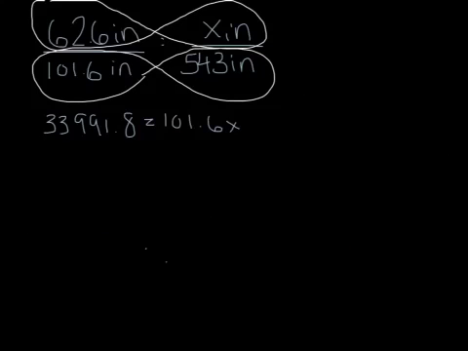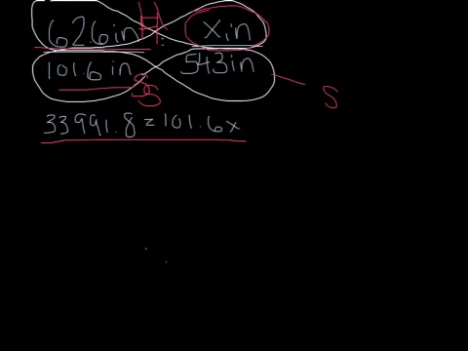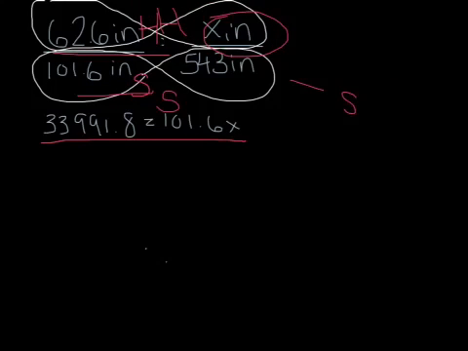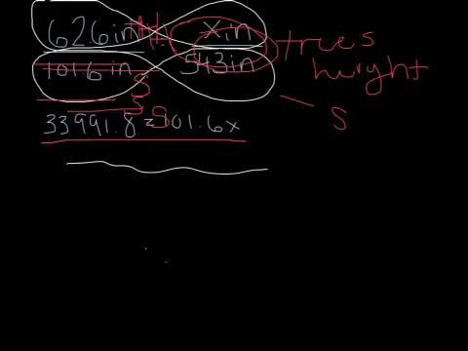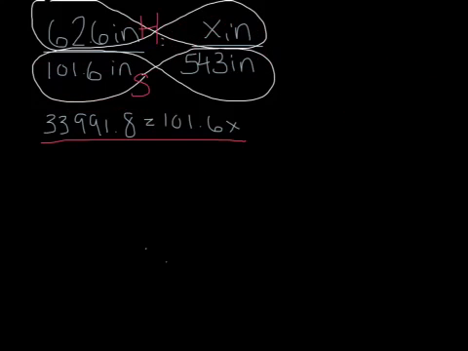Like in the last problem, we had to start off by cross-multiplying. So we multiplied the 62.6 times 543. Then we multiplied the 101.6 times x. That gave us 33,991.8, which is equal to 101.6x. The reason that we set up our proportions like this is because Zavi's height over the shadow is proportionate to the height of the tree over the tree's shadow. Next, we divide both sides by 101.6, which gives us 334.56 inches.